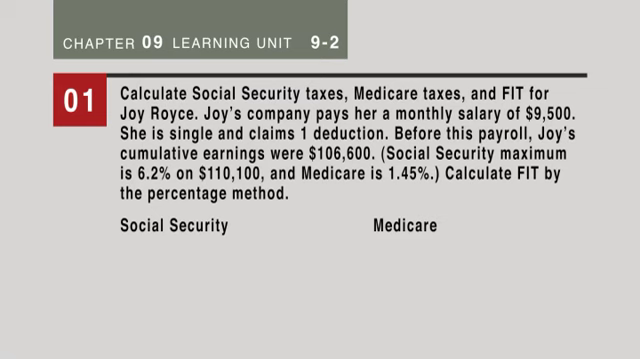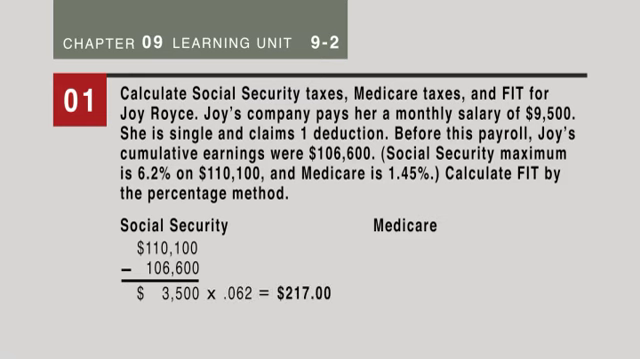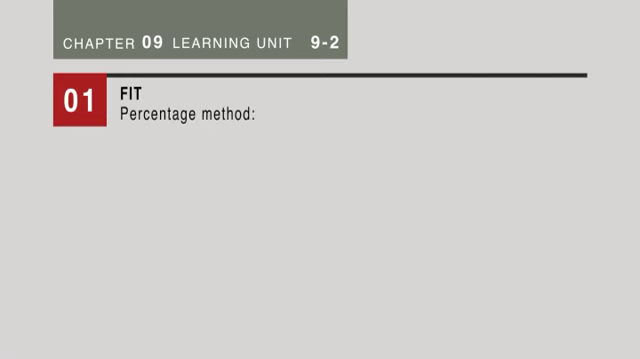So let's calculate the FIT. Well, in number 1, to do Social Security, the maximum base for Social Security is $110,100. To date, this person has earned $106,600. Therefore, the difference is $3,500 that will be taxed at a Social Security rate of 6.2%, or in decimal, 0.062, which comes out to be $217 for Social Security. But for Medicare, the full $9,500 of wages are taxed at 1.45%, or 0.0145, which comes out to be $137.75.